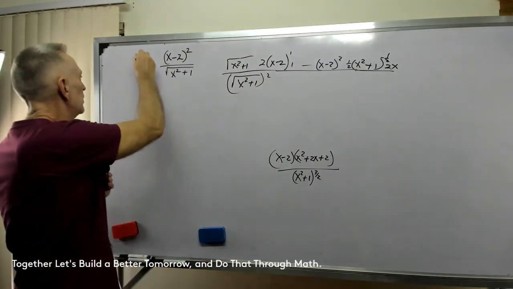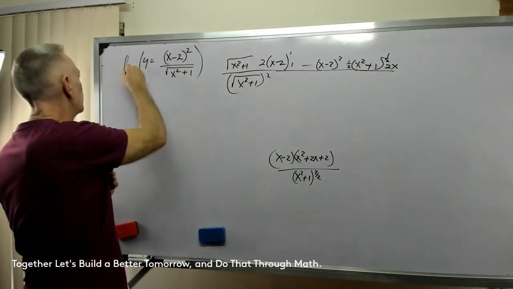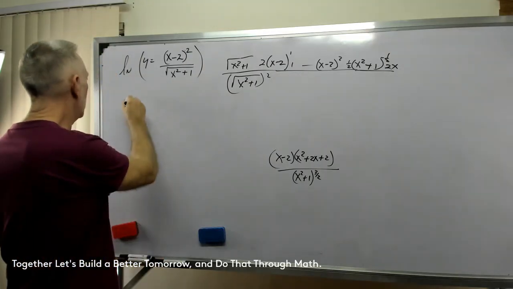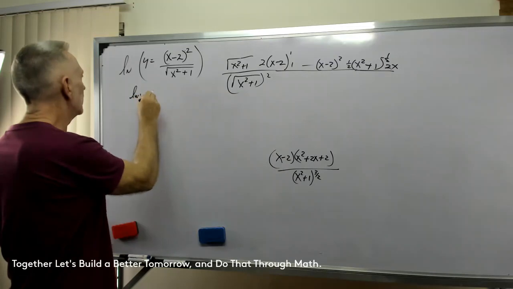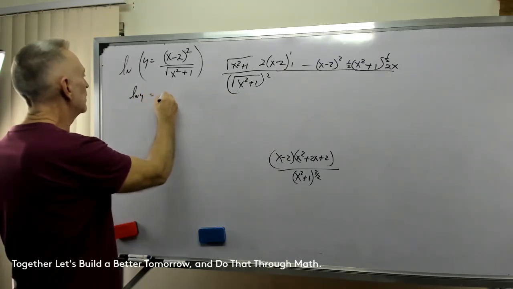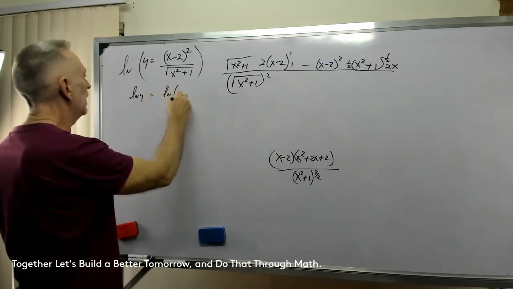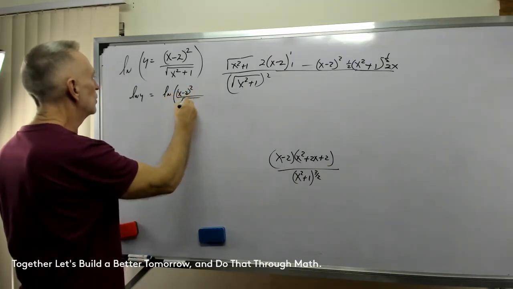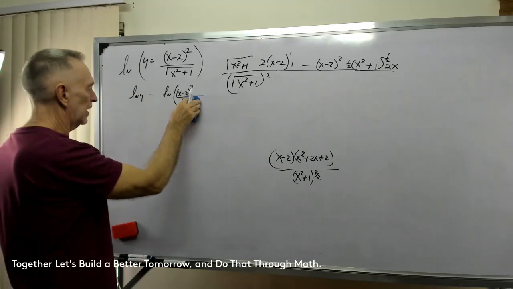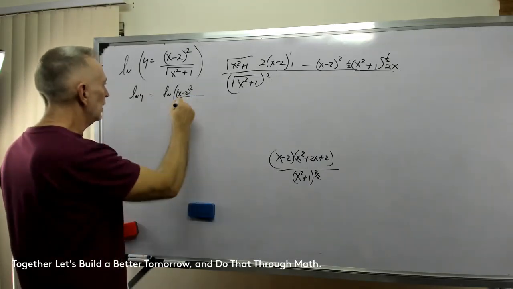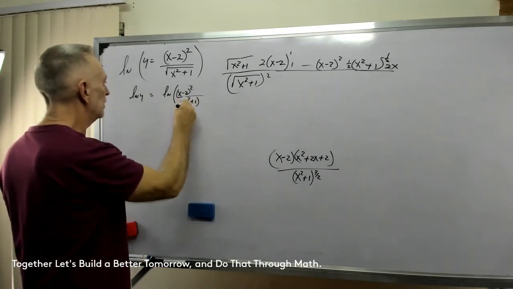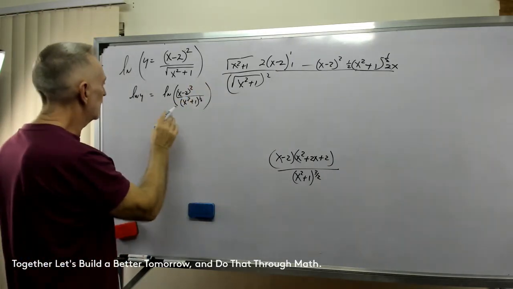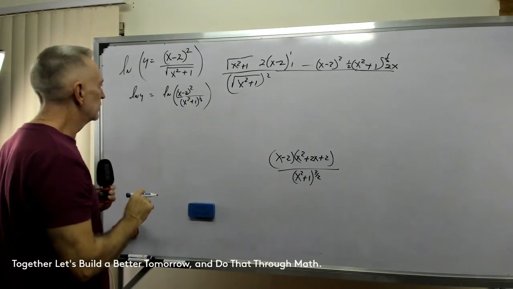Okay, how could we do that? Well, if we took the natural log of both sides of this, we would have the natural log of y equals the natural log of (x minus 2) squared over the square root of x squared plus 1, which is (x squared plus 1) to the 1/2. We're taking the natural log of both sides.